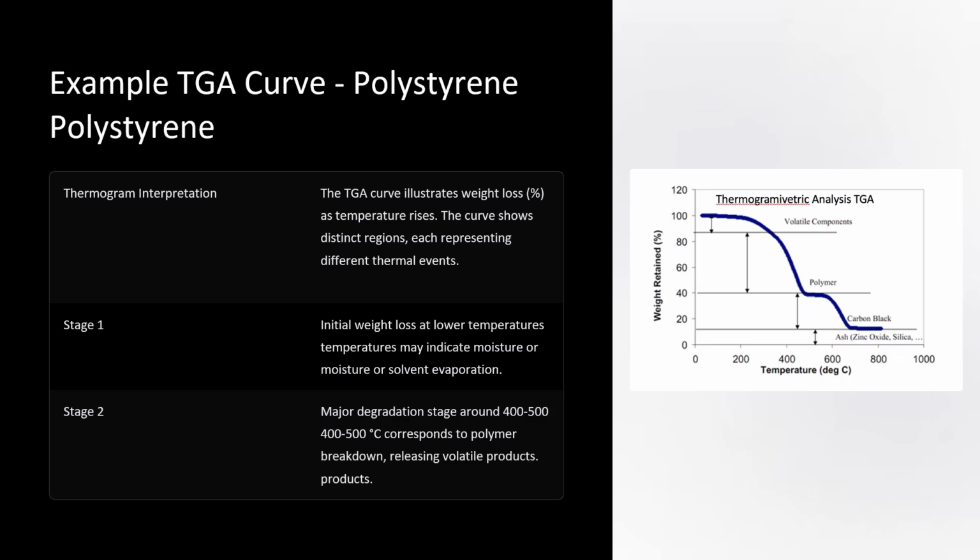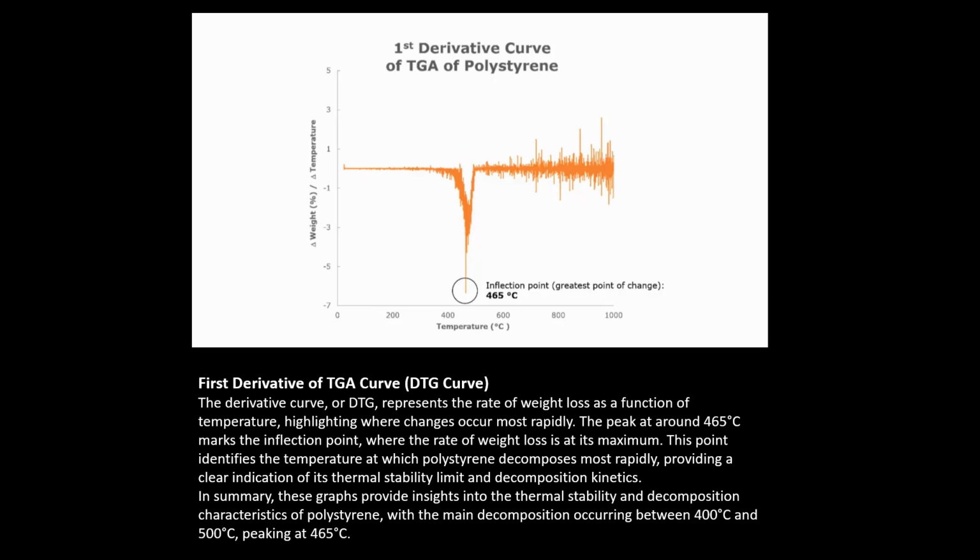The thermogram illustrates weight loss percentage as temperature rises. The curve shows three different regions. Stage 1 is initial weight loss at lower temperature that may indicate solvent or moisture evaporation. In stage 2, there is a major degradation stage around 400 to 500 degrees Celsius, and it may indicate the release of volatile products. The DTG curve derived from the TGA curve illustrates the rate of weight loss relative to temperature, emphasizing the point of most rapid change.